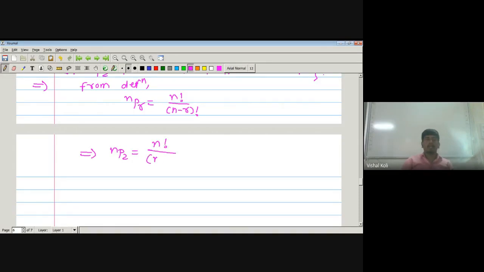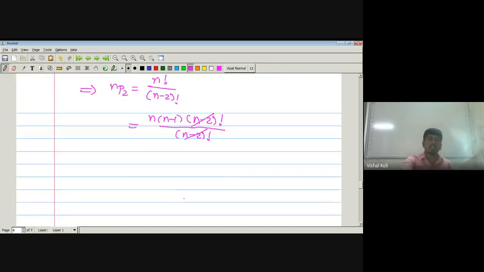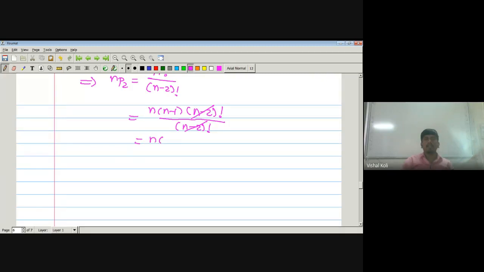This can be written as n into (n minus 1) into (n minus 2) factorial divided by (n minus 2) factorial. The (n minus 2) factorial gets cancelled, which is equal to n into (n minus 1). Therefore nP2 is n into (n minus 1). But it is given that nP2 is 72.